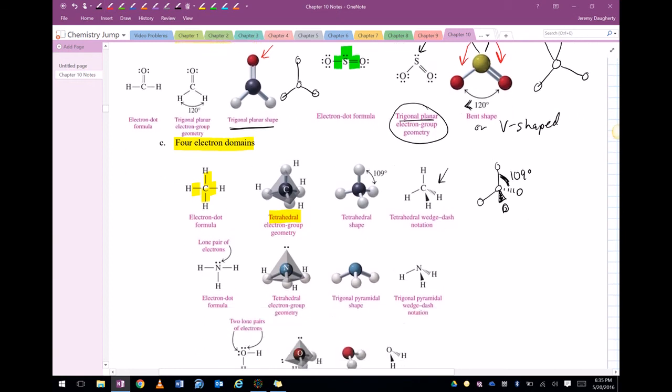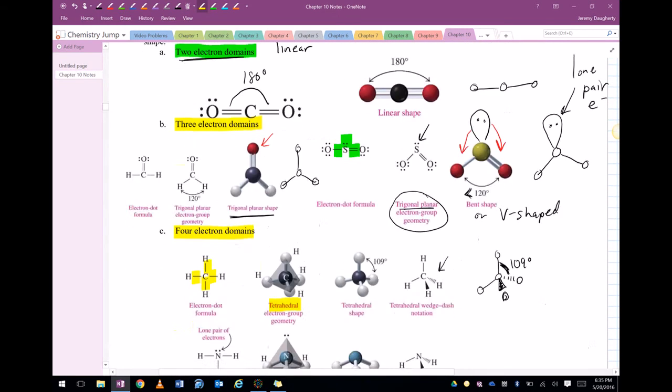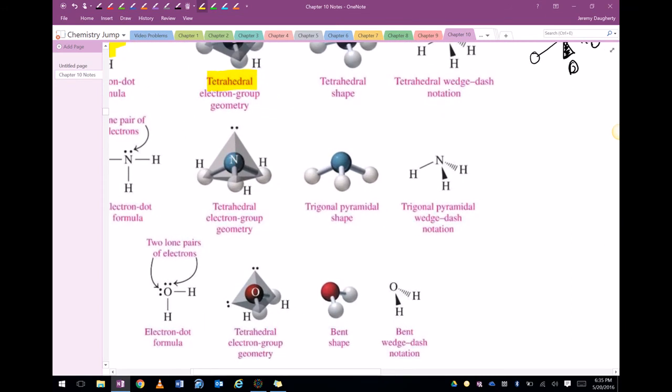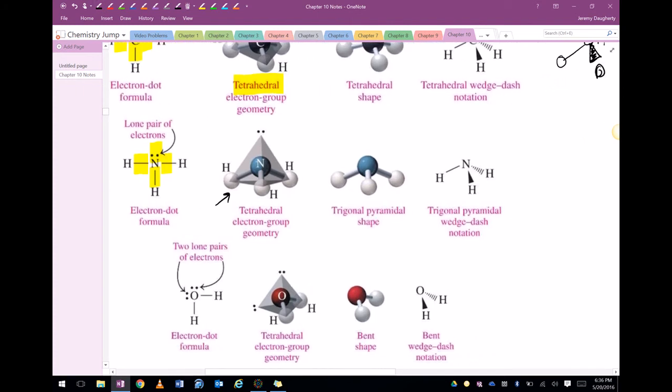So let's go back to 4 electron domains. So there's 4 electron domains. It's tetrahedral. Here's 4 electron domains. So we got 1, 2, 3, 4 electron domains. So that means that the electron domain geometry is tetrahedral. Okay? But the molecular geometry is what's called trigonal pyramid, because it's a three-sided pyramid. Can you see that three-sided pyramid there? There's one side, there's the second side, and then the back side is the third side. So that's a three-sided pyramid.